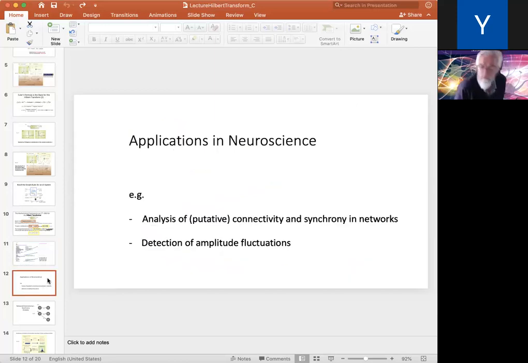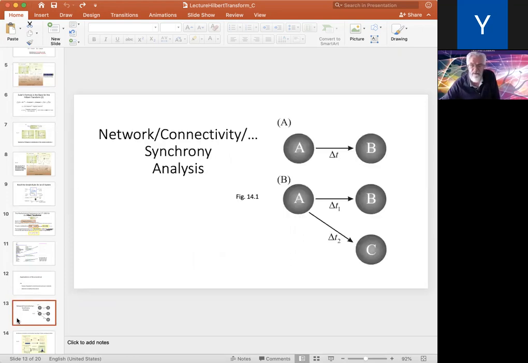I kind of mentioned before, we can use the Hilbert transform and its capability to detect amplitude and phase in an instantaneous fashion. We can use that to look at connectivity and synchrony in networks. We can use it to look at amplitude fluctuations across signals. And it's not unimportant because, quite frankly, I would say that one of the important frontiers in neuroscience at the moment is actually understanding networks.